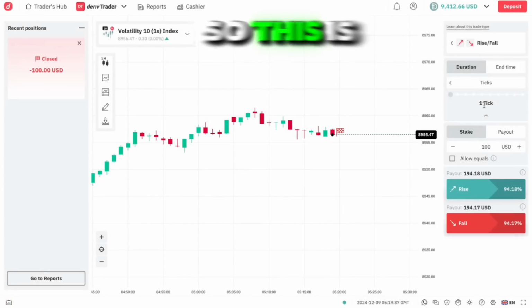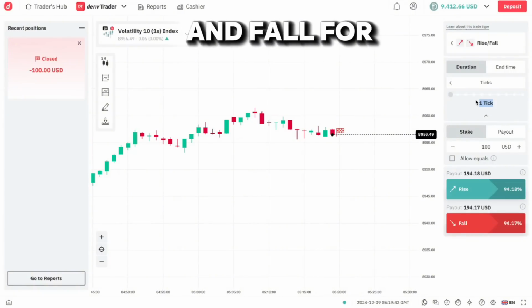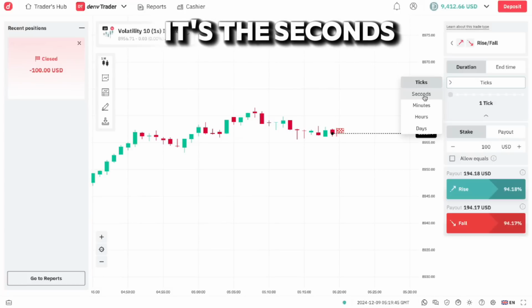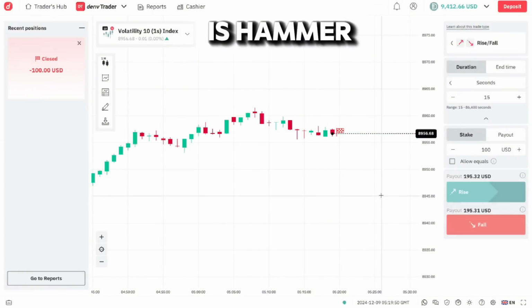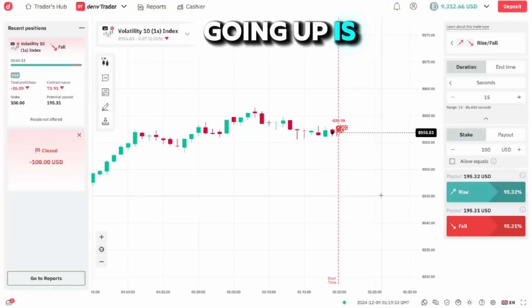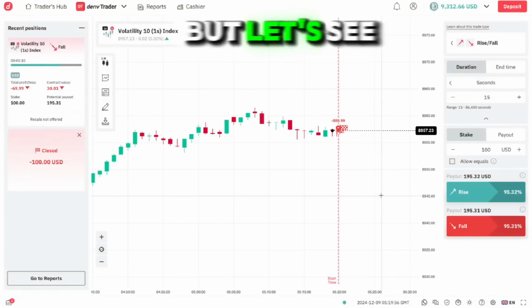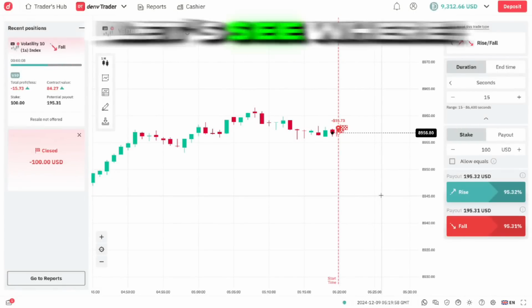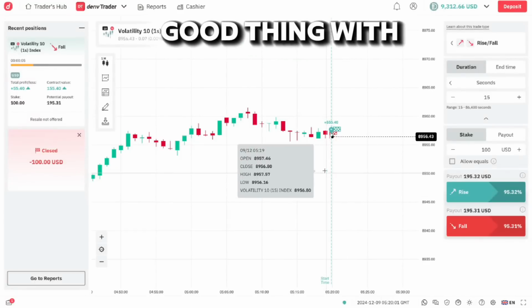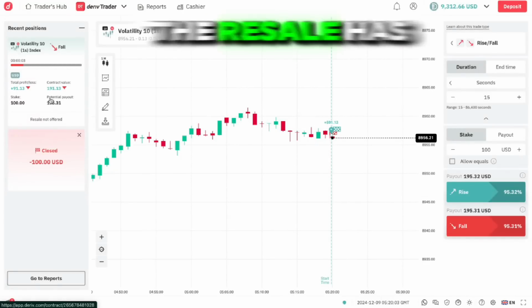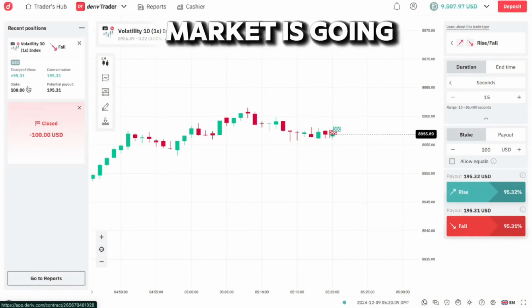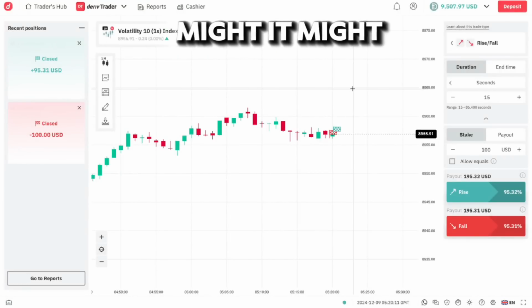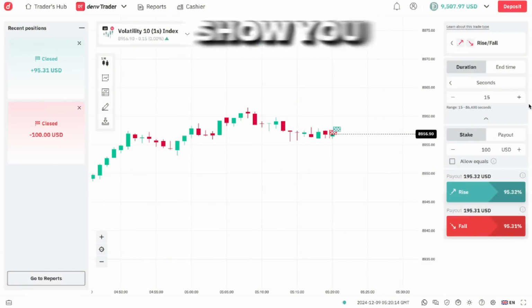So this is the risk with the 1 tick. The best way to trade rise and fall for me, I always think, is the seconds and the minutes. Because for example, if you see this is a hammer, the likelihood of the market going up is quite minimal. But let's see where it goes. And then the good thing with this is, the resale has been removed, but you can always do a resale. So if the market is going well, and you see it might turn against you, you can sell. So let me show you how we do that.